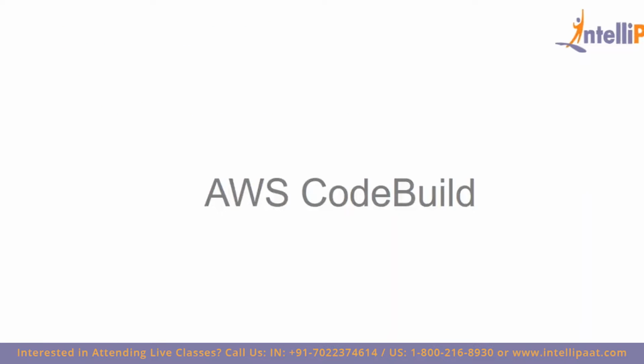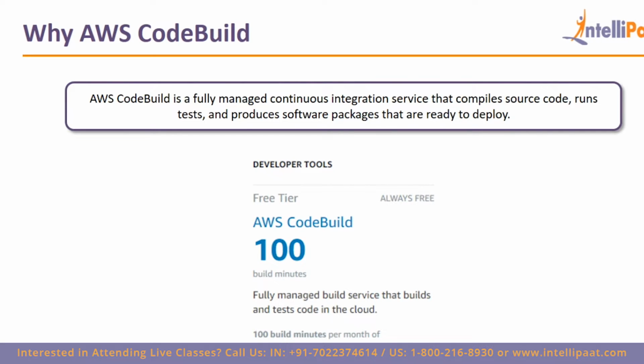And then AWS Code Build. So the name suggests that this tool is for building your application. So it provides a fully managed CI service, that is continuous integration service. It will compile your source code. You can run tests, you can run unit tests, and also provide software packages and store it in AWS S3 so that you can take out those packages and use it to deploy your application.